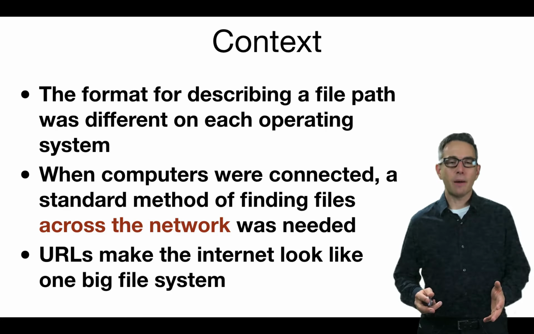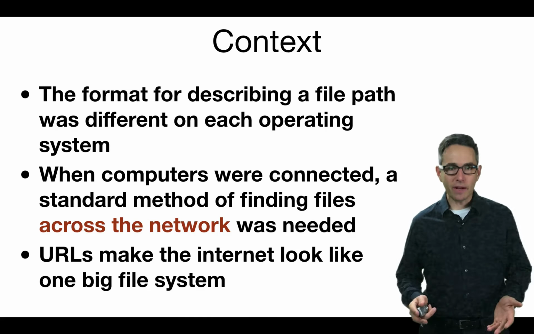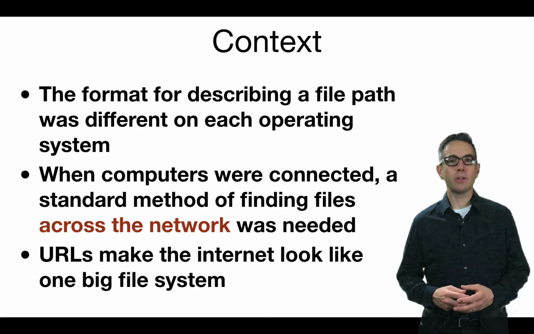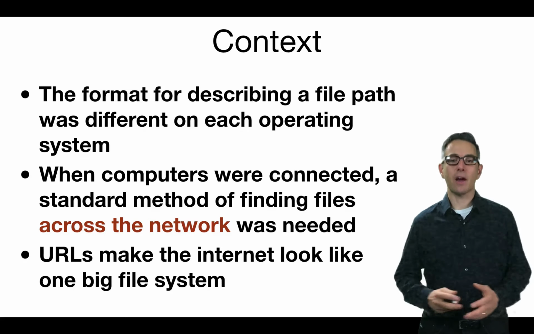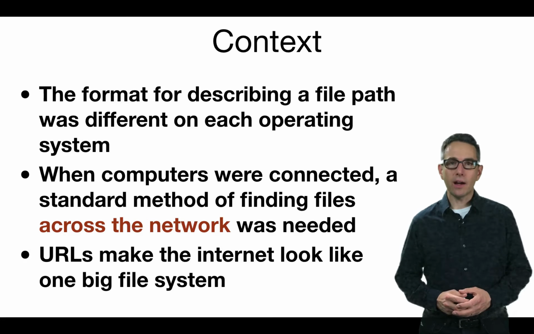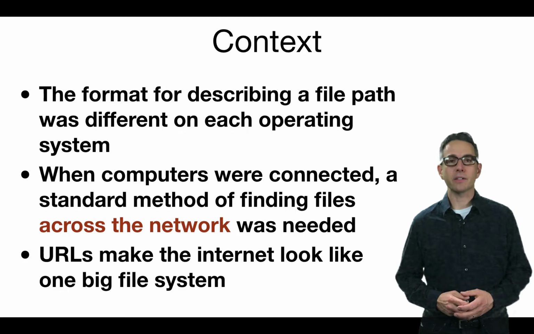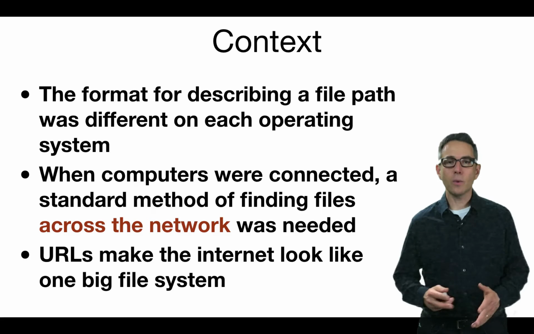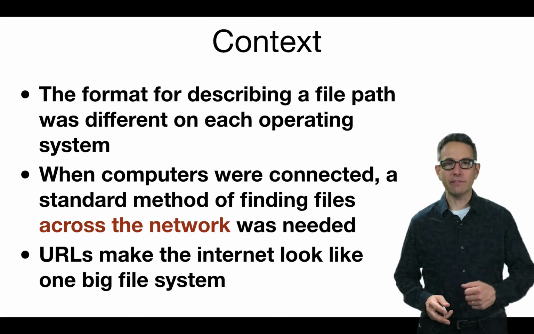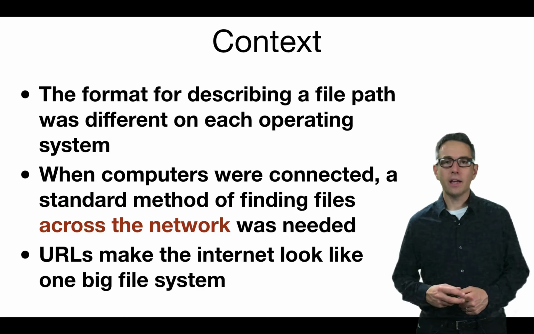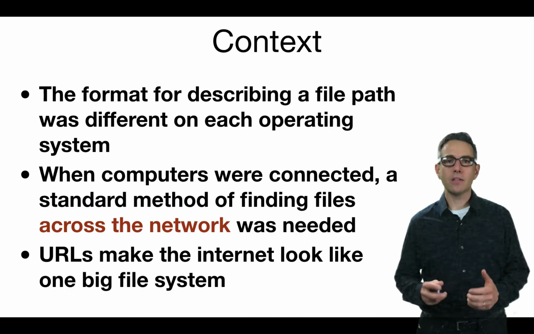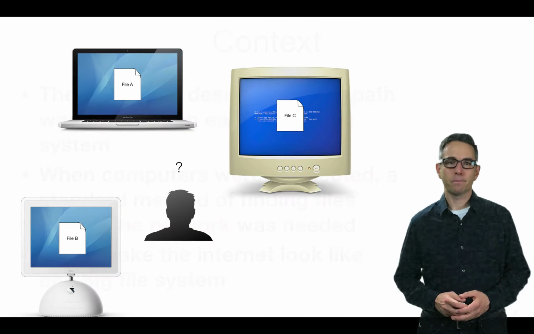The format on each of the operating systems that described this file path was different. And when the computers were finally connected, a standard way of finding files across the network was needed. URLs, as a result, make the internet look like it's one big file system, one enormous hard drive, so that we can access files, a cat GIF or a Word doc, anywhere on the internet by using the same path identifier.